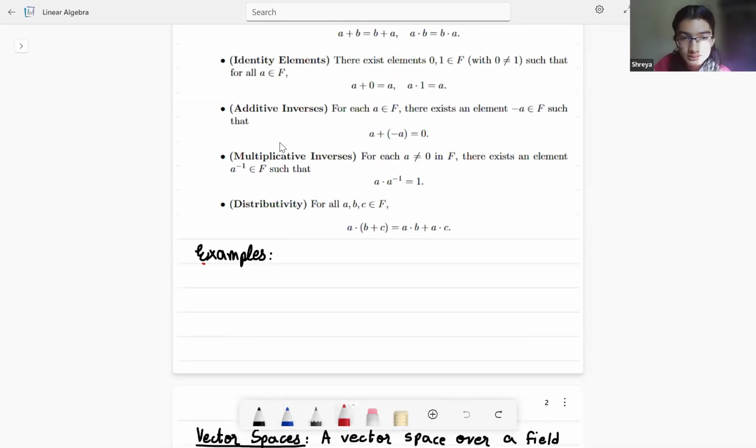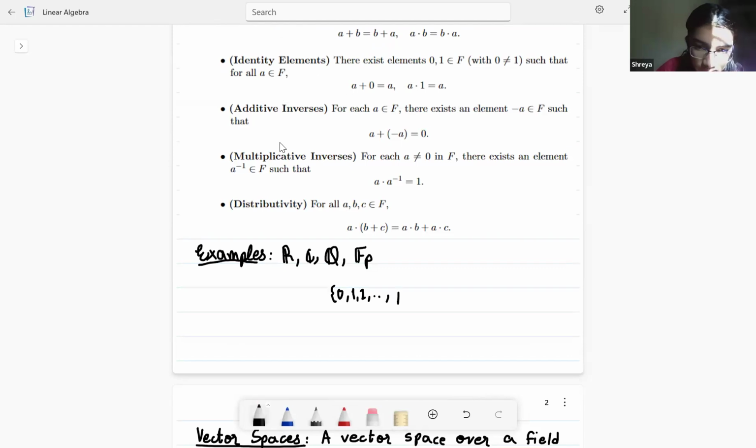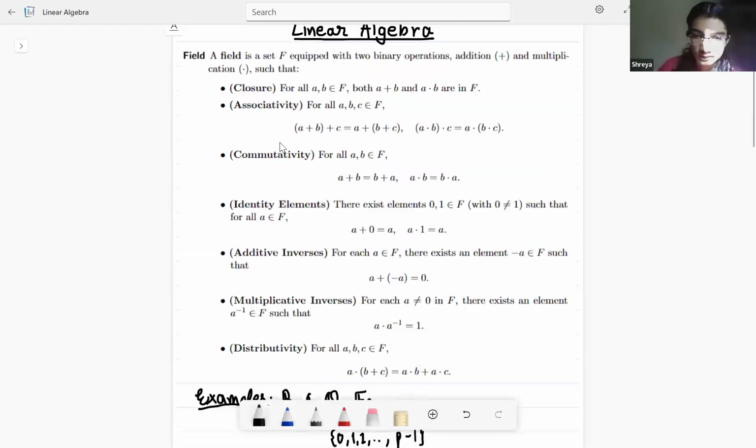Examples of fields are the reals, complex numbers, rationals. Most of the usual things are fields. Also, you can look at F_p, which is 0, 1, 2, up to p minus 1, and addition and multiplication are mod p.